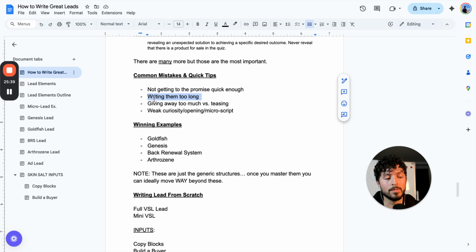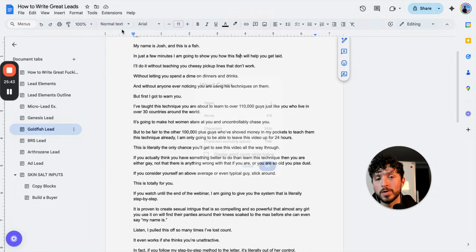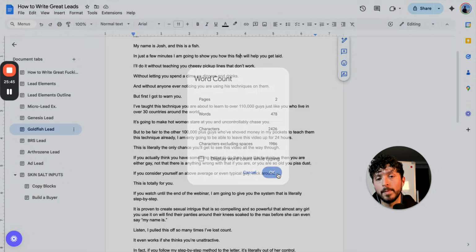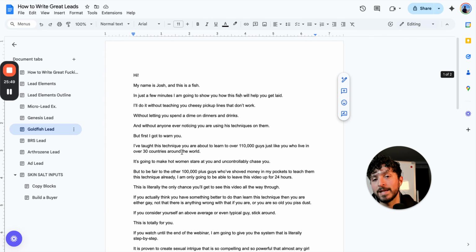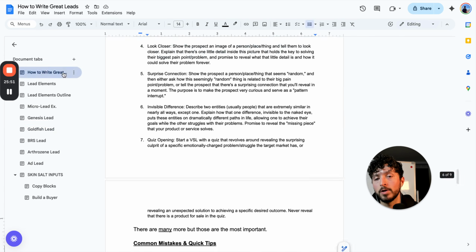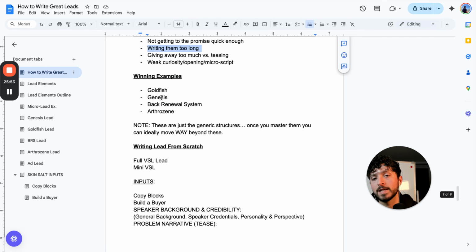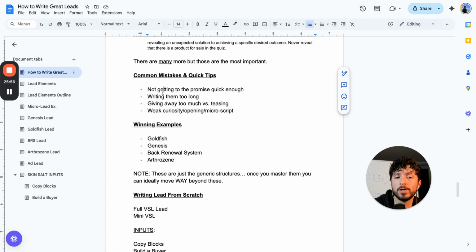A lot of people love their own stuff, but as you can see, this goldfish lead is probably 500 words long. Wow, almost on the money, 478. And it's right to the point and it works. So you don't need to be super elaborate with it all the time. Typically 600 to 800 words is the sweet spot, max. If you can do it shorter, do it shorter.